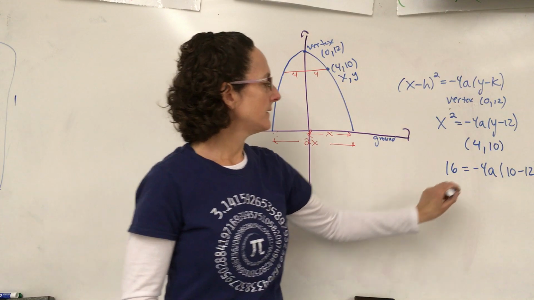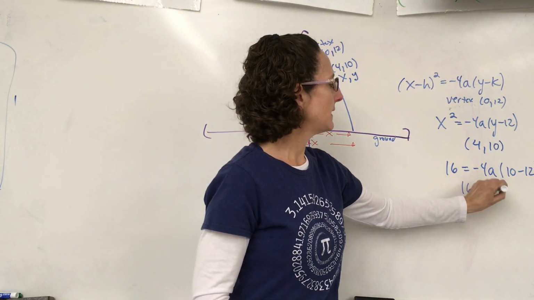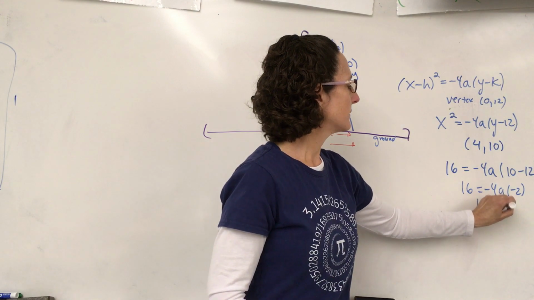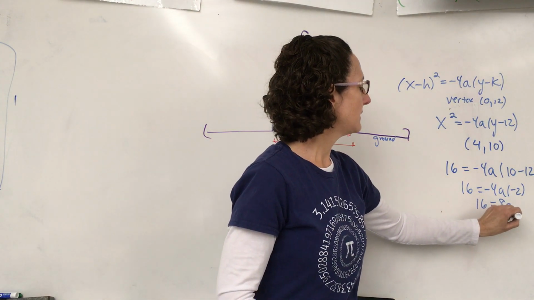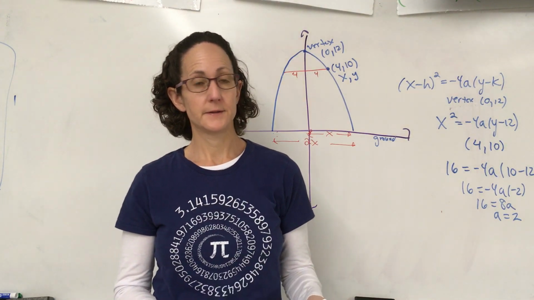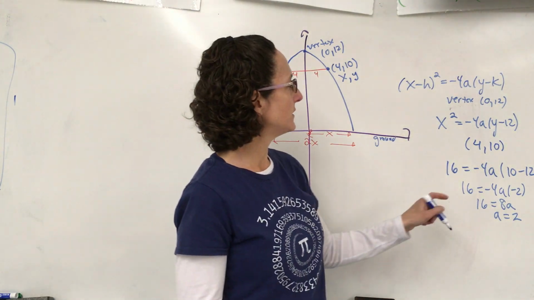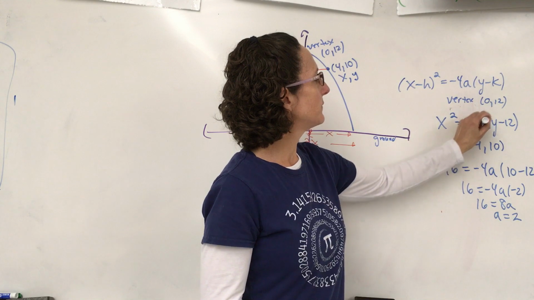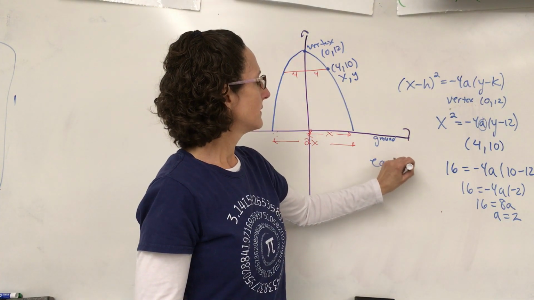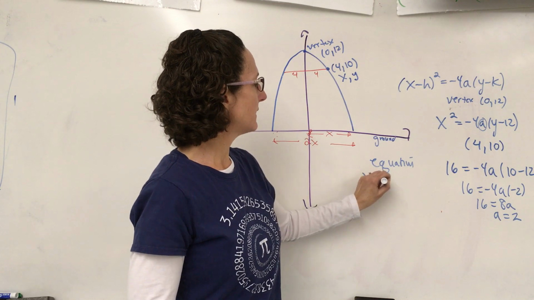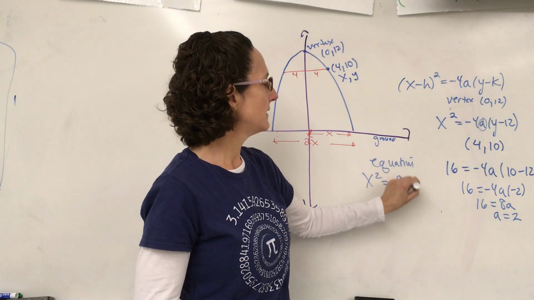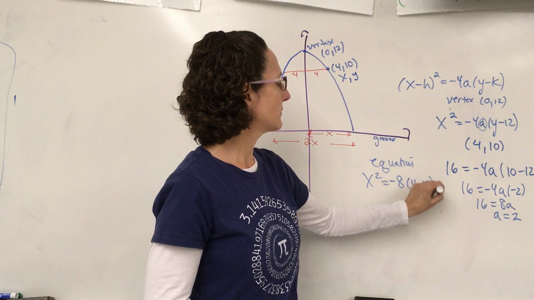All right, and then you get 16 equals negative 4a times negative 2. 16 equals 8a, a equals 2. That worked out nice. And then to write an equation, you go back here and you fill in that 2. So my equation is x squared equals, and then negative 4 times a, so negative 8, times (y minus 12).